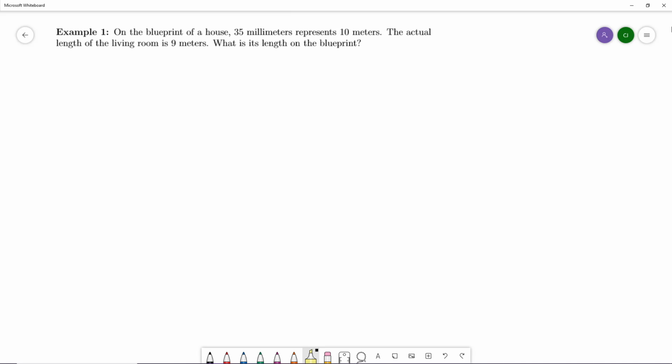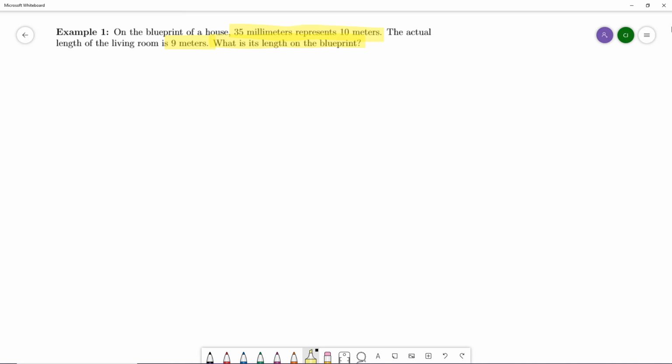The actual length of the living room is 9 meters. What is its length on the blueprint? Right? So now what am I going to do? I'm going to highlight all the important information that we need. So on the blueprint of a house, that's not important. But what's important is it's 35 millimeters and it represents 10 meters. And then now it says the actual length of the living room is 9 meters. What is its length on the blueprint? Right? And that's the question. So we want to find the length on the blueprint.